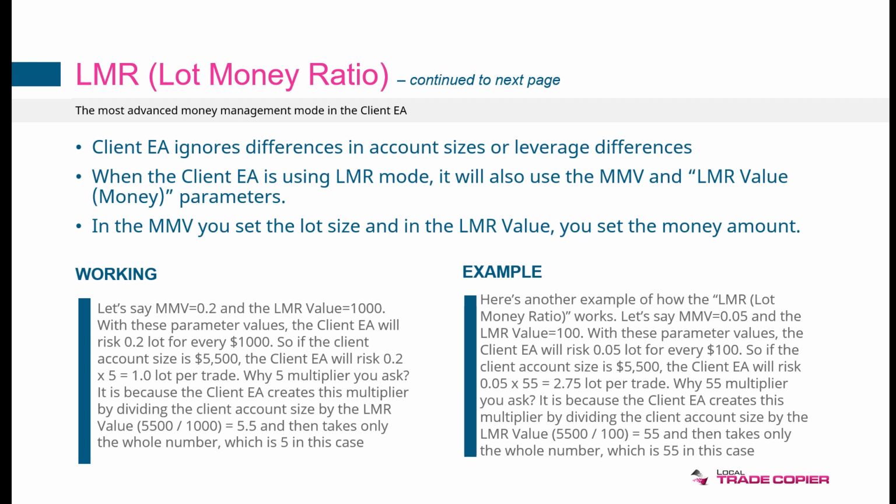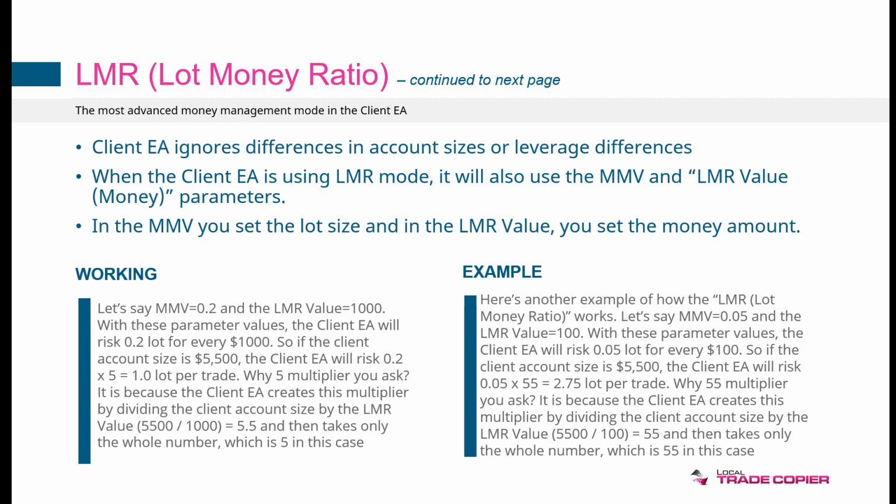It might be difficult to understand for some users, but if you don't understand it, then chances are you don't need it. So just keep working. The client EA will ignore differences in account sizes or leverage differences. And when the client EA is using LMR mode, lot money ratio mode, it will also use the MMV and the LMR value parameters.